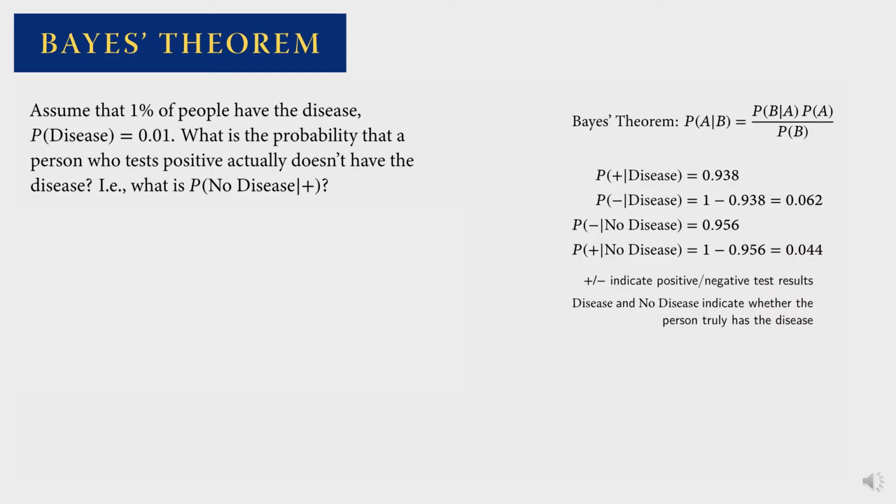Let's assume that 1% of the population has the disease. I think it's probably higher than that now, but it was lower back when I wrote this. So if 1% of the population really has the disease, what is the probability of a false positive? What is the probability that someone who tests positive doesn't have the disease? In other words, what is the probability of no disease given a positive test result?